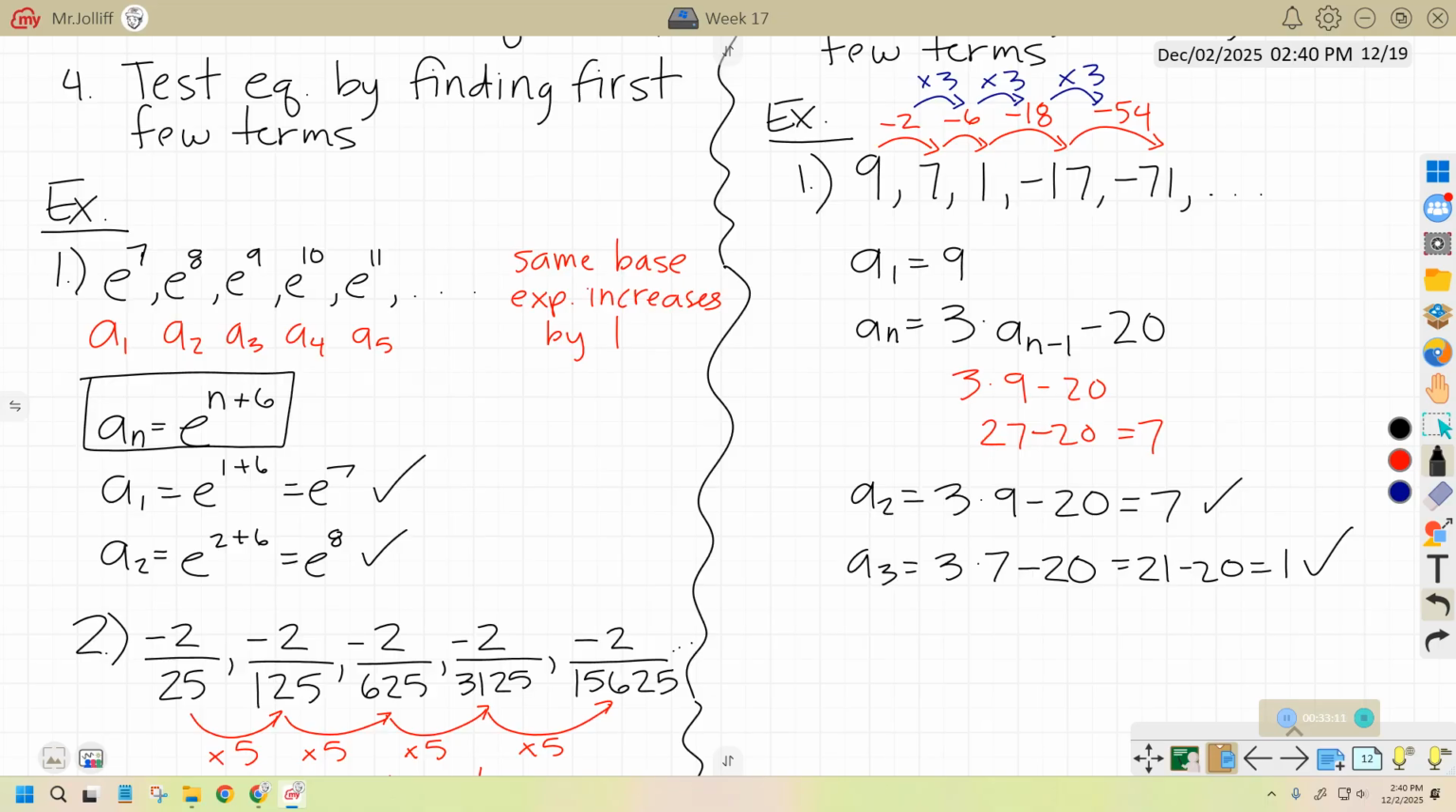So I suspect that this is my correct pattern. Recursive is a lot harder to write than explicit for exactly that reason. On your final, I'm not going to ask you to write a recursive formula. I'm going to ask you to evaluate one, meaning I'll give it to you and then ask you to fill in the terms. I will not ask you to write the formula for one.